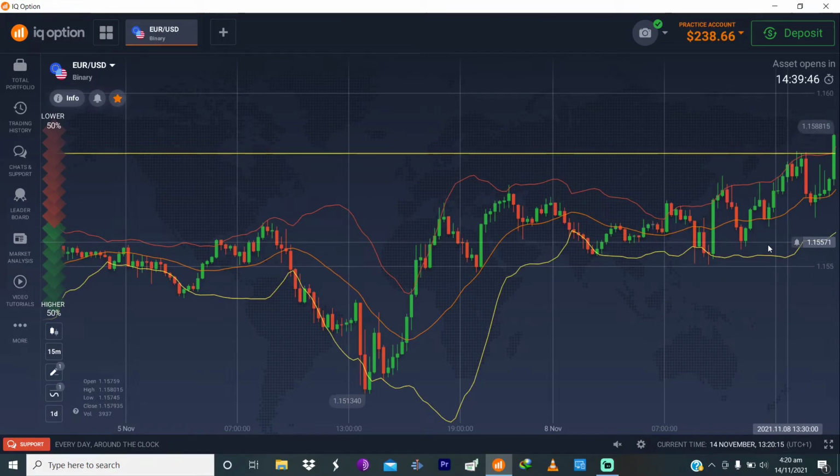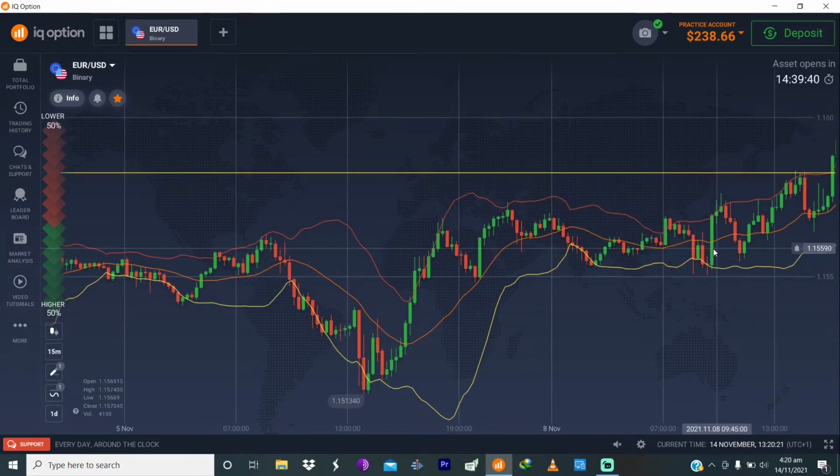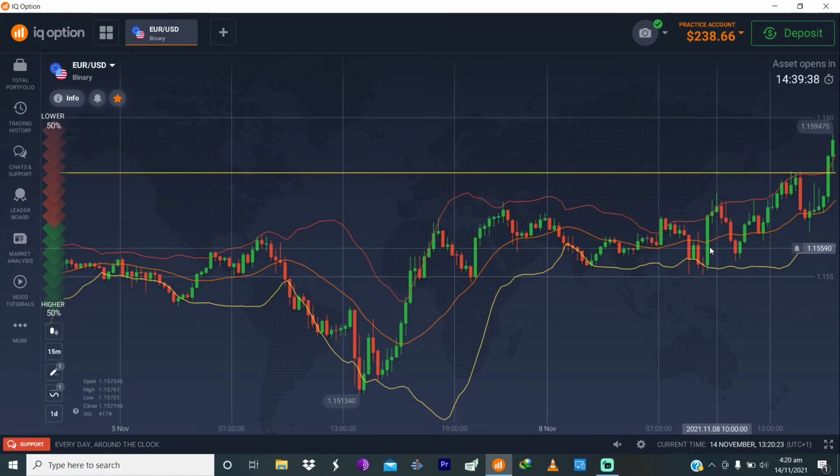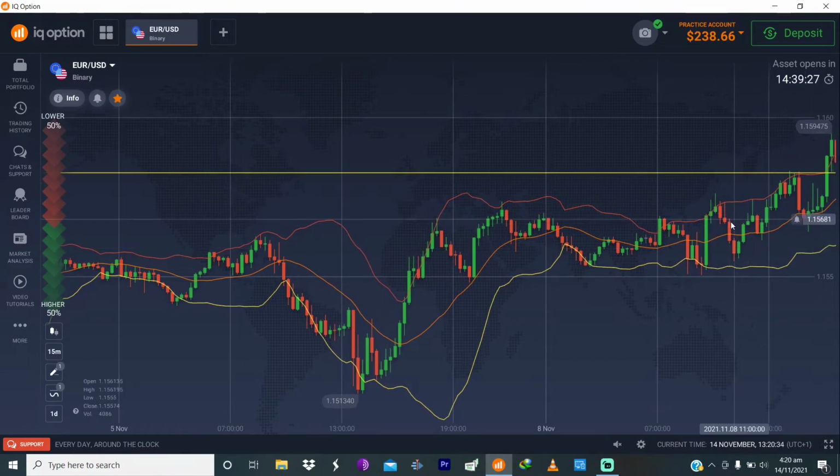Then you see a break here. You see a break here at the top. So you buy immediately. You buy immediately. As I said earlier, you buy once, just to be on the safer side. So you buy, then you wait.